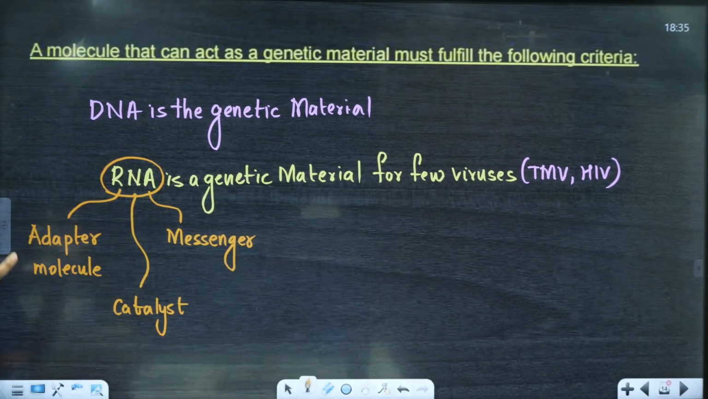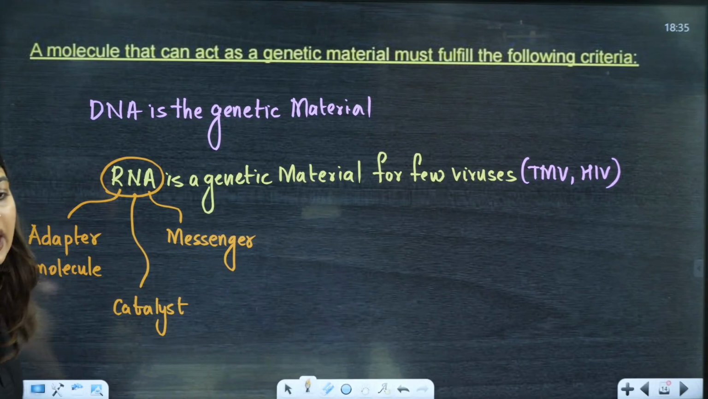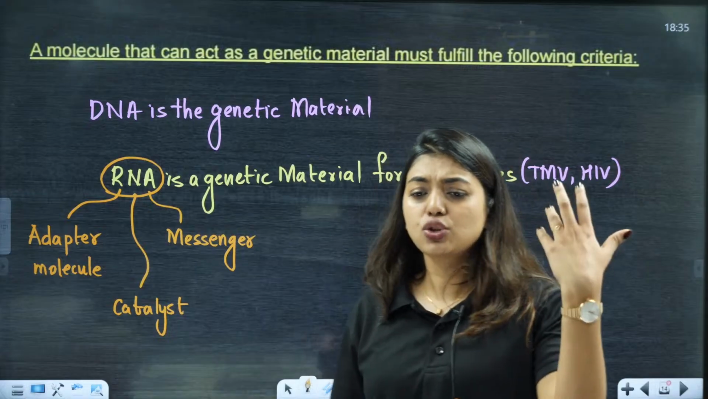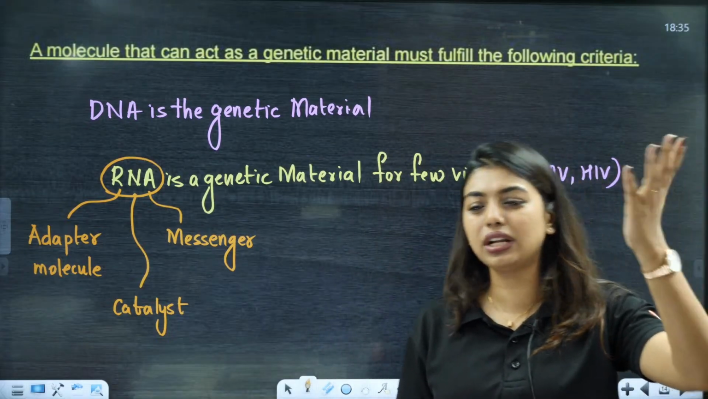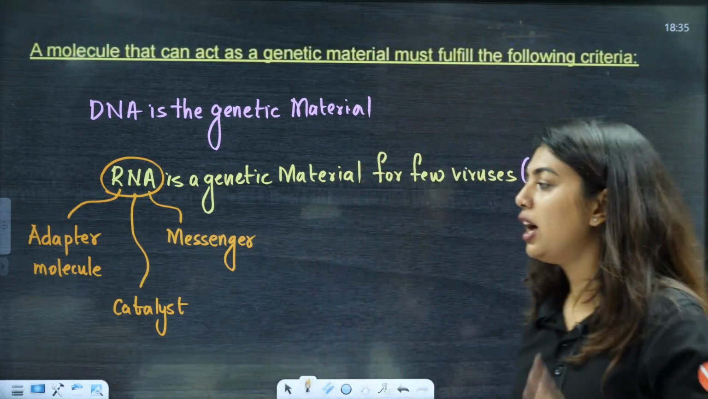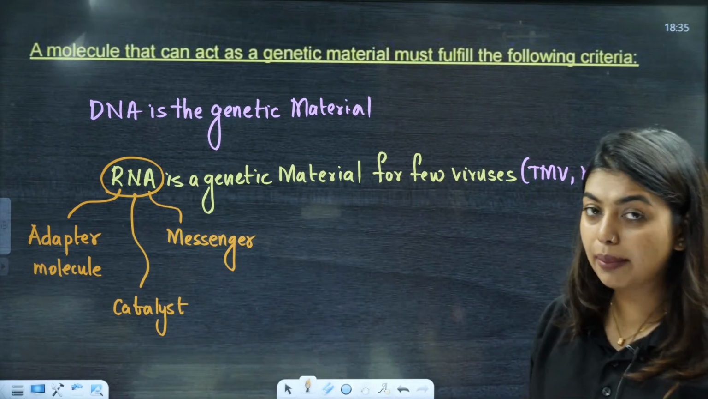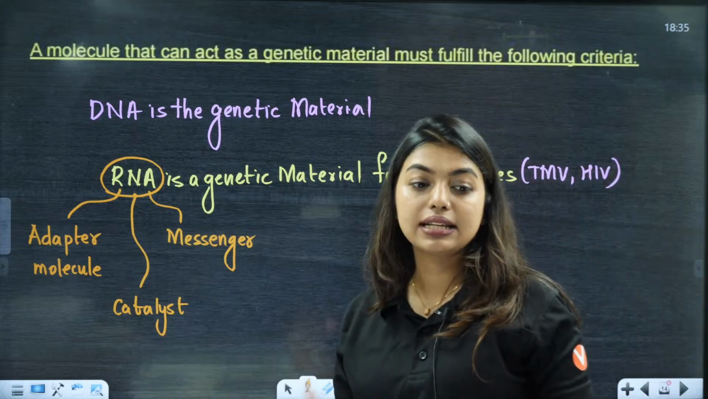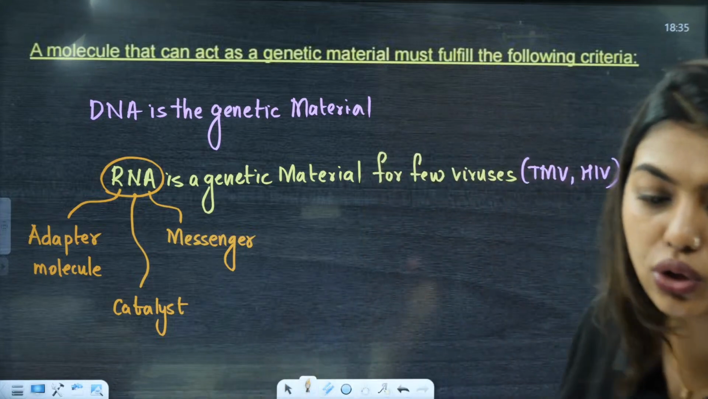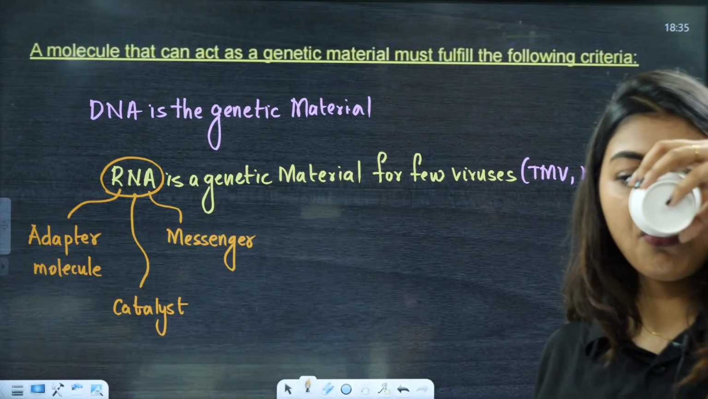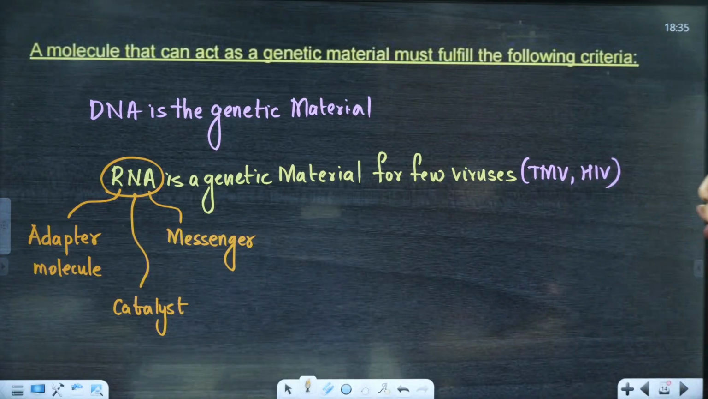So RNA is going to do some other work too. It is not going to be like, okay, I am just a genetic material for a few organisms, so I am going to be sad, I am going to cry forever, it has no such complex. It is like, no, I will help in other processes like acting as an adapter molecule, acting as a catalyst, acting as a messenger. I will do all those jobs.